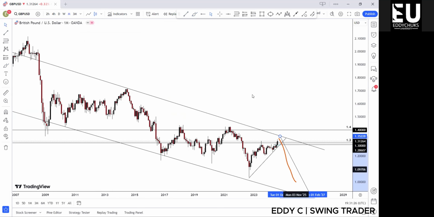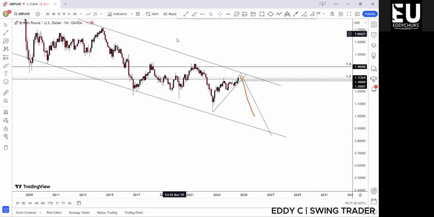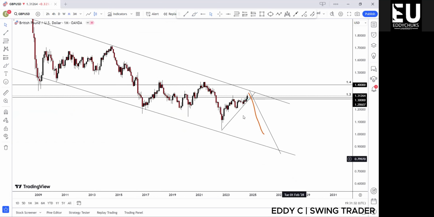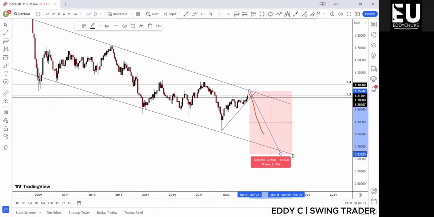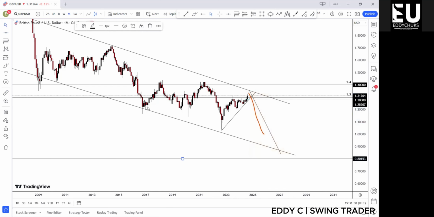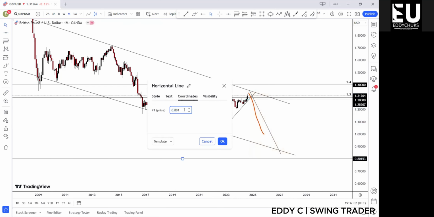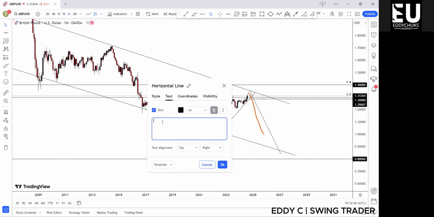If we do see a third touch of this descending trend line, we are expecting GBP USD to fall a whole sum of, this is roughly about 5,000 pips. The downside is a massive one, it's a massive projection, quite right, but we are looking at the overall trend in the market. I'm looking at GBP USD falling right to this area here, which is 0.80. It's going to happen, but it's going to take quite a lot of time before it gets there.